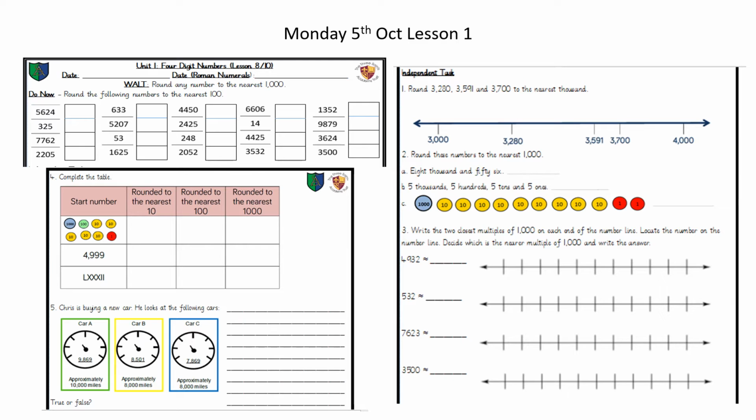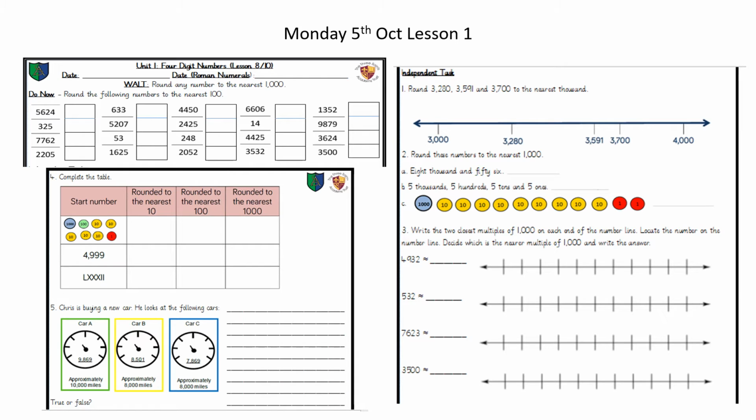Let's go through that rhyme again. Find the place, look next door, 5 or higher, add one more. 4 or less, let it rest. We find the place of the thousands, which is a 3. We look next door, which is a 2. Because it's 4 or less, we let the 3 rest. Therefore, it rounds to 3,000. Repeat with 3,591 and 3,700. I've then given some similar examples for question 2.